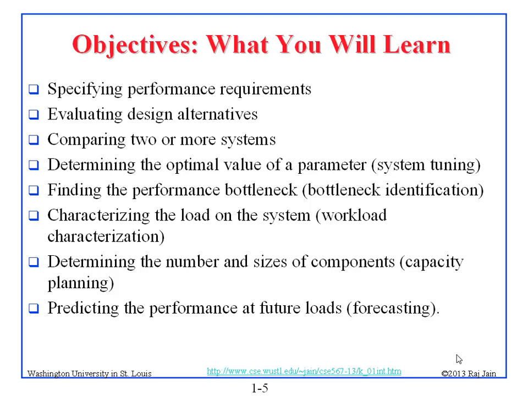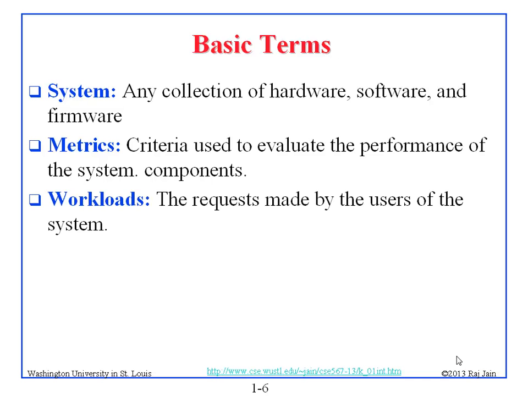Determining the number and sizes of components in capacity planning. In some places, particularly in an organization where you have to purchase things, you have to worry about how fast the things you purchase need to be. Obviously, money is in short supply, regardless of where you are, whether you work for a bank or the International Monetary Fund. You need to worry about getting the right sized computers, or right sized equipment, because you cannot just say, well, get the fastest thing. I mean, everybody cannot afford a Ferrari. They have to find the right car that can work for their budget. Right? Predicting the performance at future loads, and then forecasting. So all of these things will be covered.